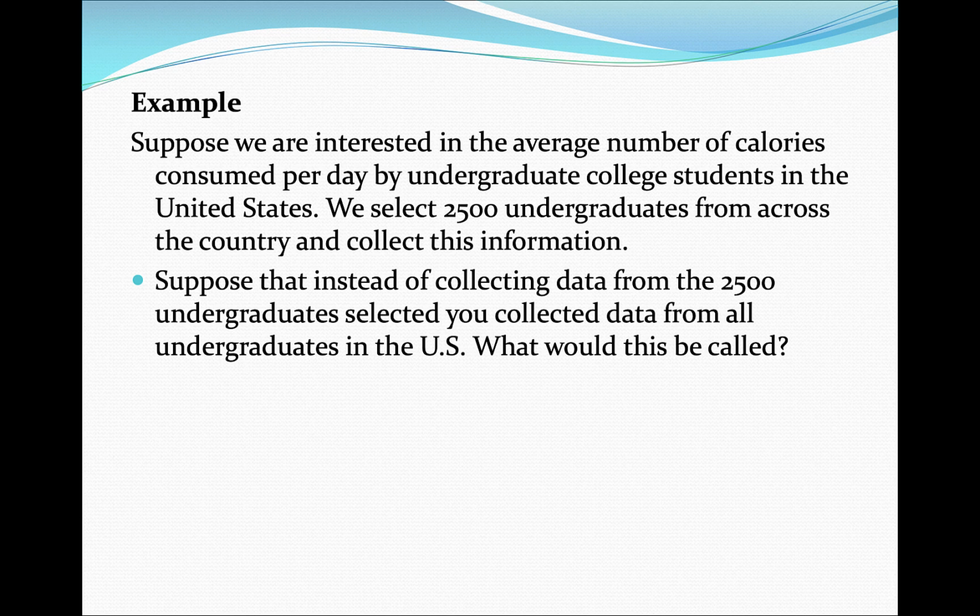We have mentioned the idea of, instead of collecting data from the 2,500 undergraduates, what happens if you collect data from all undergraduates in the U.S.? Well, if you do that, that is what we call a census. You don't see these very often. Every 10 years, the U.S. does a census. Of course, it's not perfect, but the U.S. Census is the one place where you do see a really big population and a census being used.